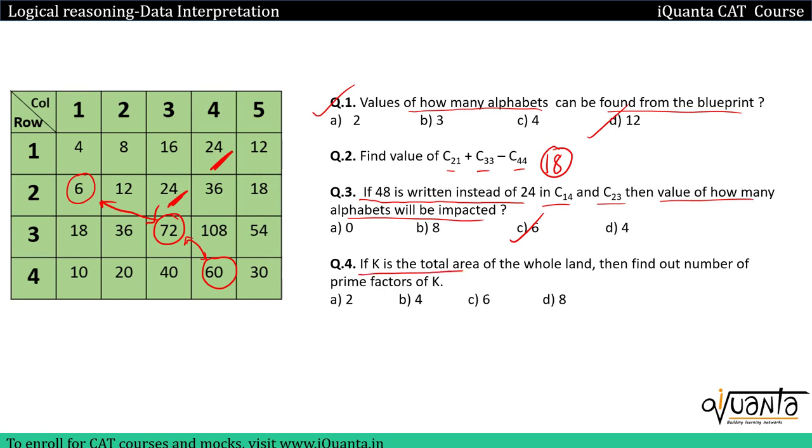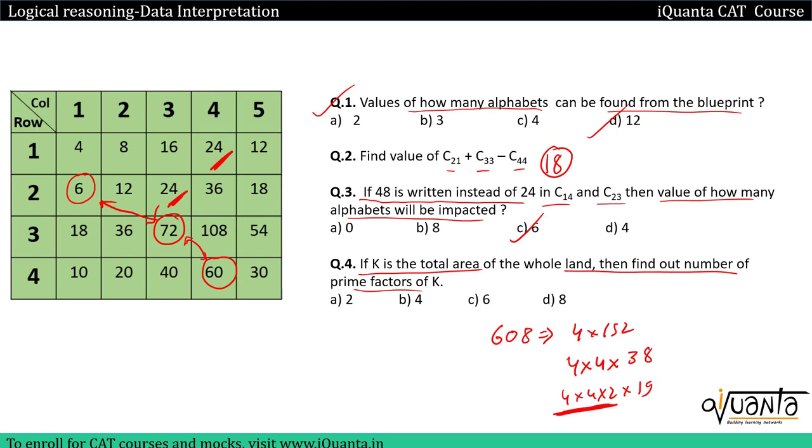Last question is, if K is the total area of the whole land, then find out the number of prime factors of K. So you just need to add all these values and then find out the prime factors. So if you add all these, you'll get a total of 608. If you factorize it, you will get 4 into 152. Further, you will get 4 into 4 into 38. At last, 4 into 4 into 2 into 19.